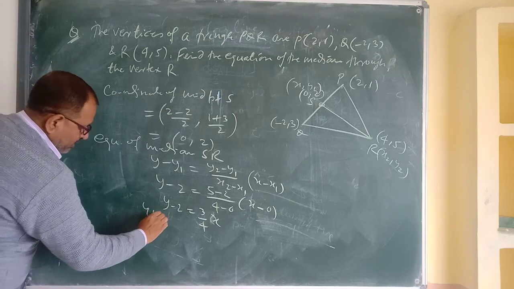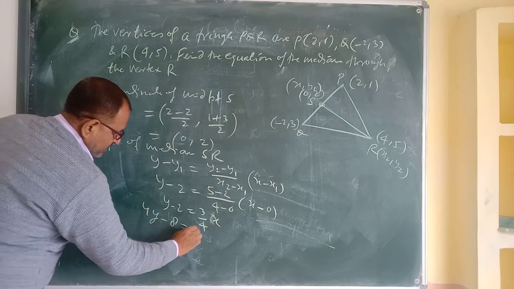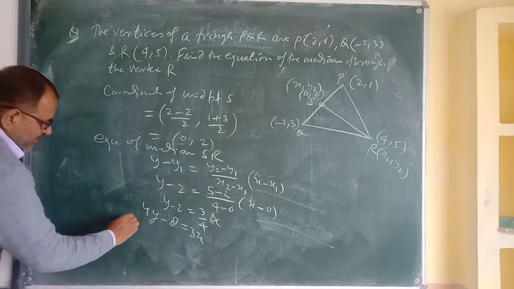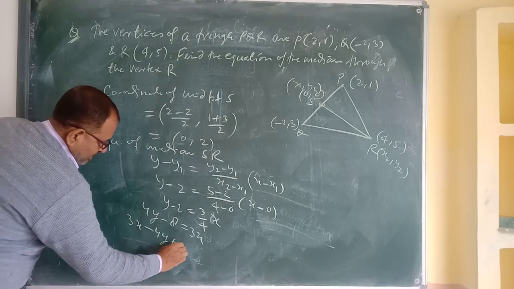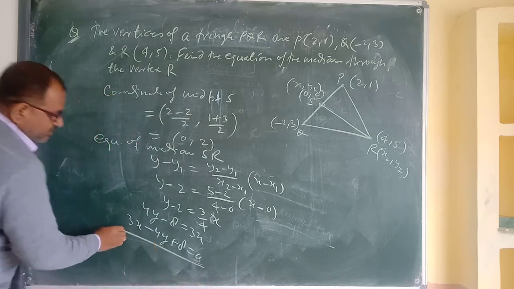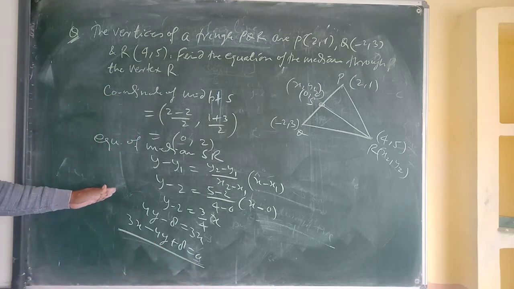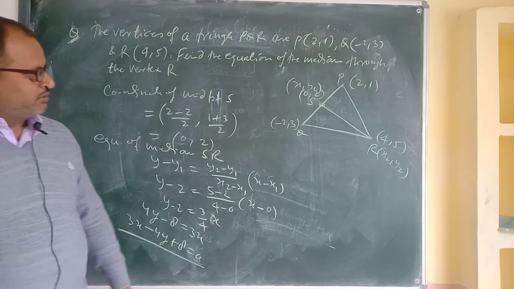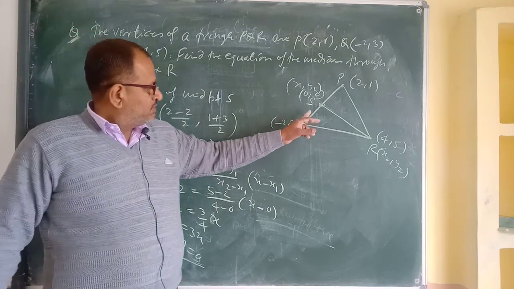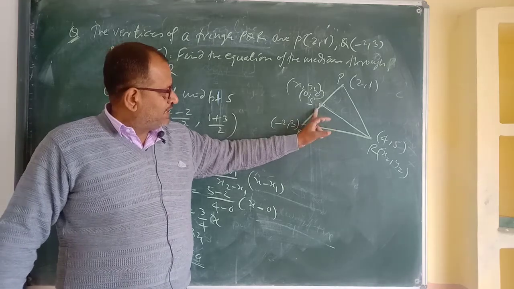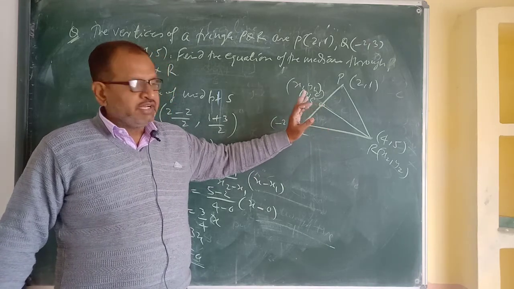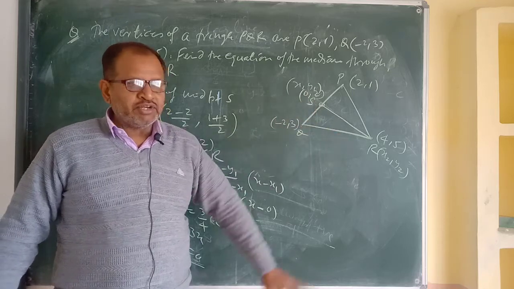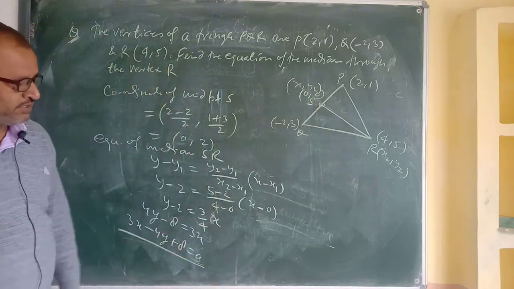Cross multiply: 4y minus 8 is equal to 3x. We can write 3x minus 4y plus 8 is equal to 0. This is the equation of the required median. So SR is the median. S will be the midpoint of PQ. Find the coordinates of S, then using the two-point form of the line, we can write the equation.